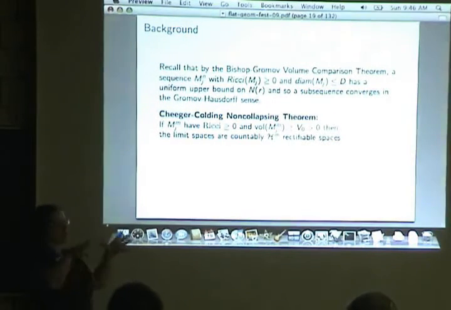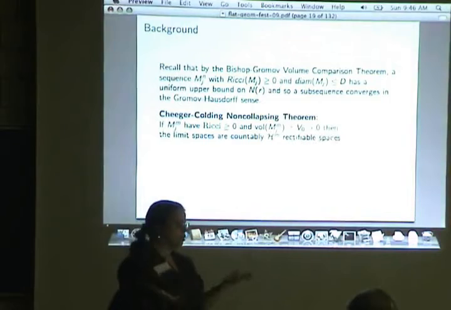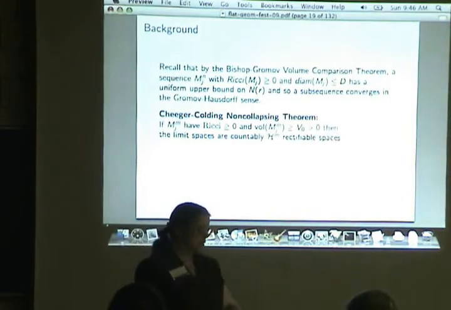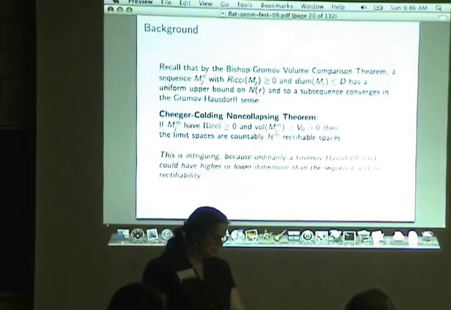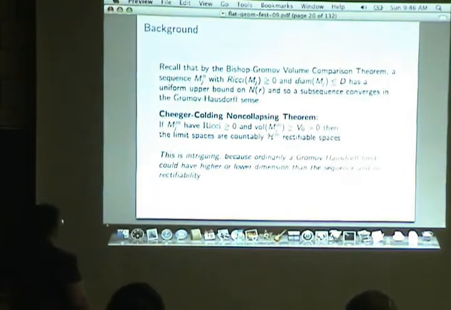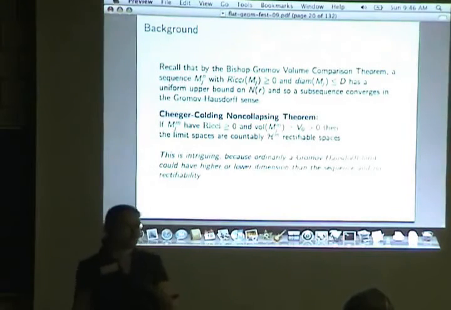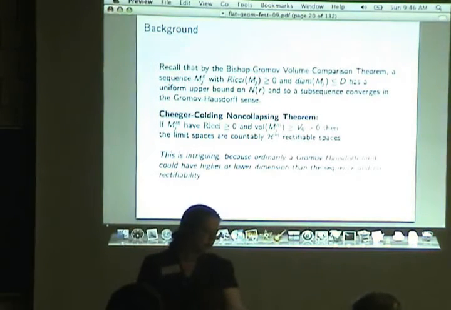They show a certain amount of splitting inside the limit space. And so the limit spaces have these Lipschitz charts onto them, which is the same dimension as the sequence. And this is intriguing because ordinarily the Gromov Hausdorff limit could go up or down in dimension, and there is never any notion of rectifiability coming from Gromov Hausdorff convergence. They actually add a measure, they keep track of the measure, and do a lot of work to get this result.